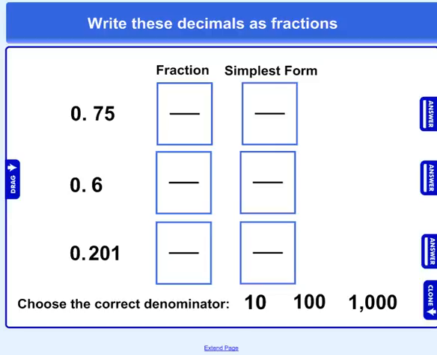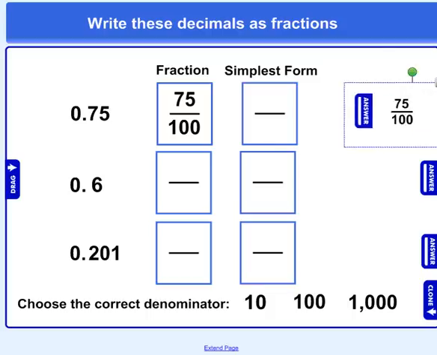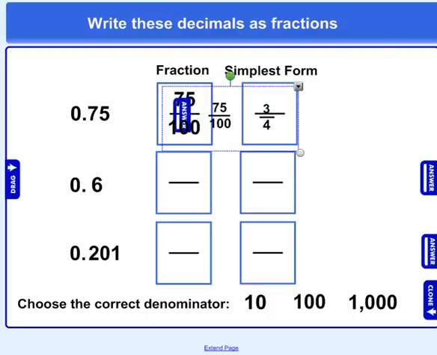Alright, so looking at it, we have 75 hundredths. You hear the word hundredths. You then know that 100 has to be your denominator, and 75 would be your numerator. So you have 75 hundredths, and if you want to simplify that down more, you would simplify it to 3/4.